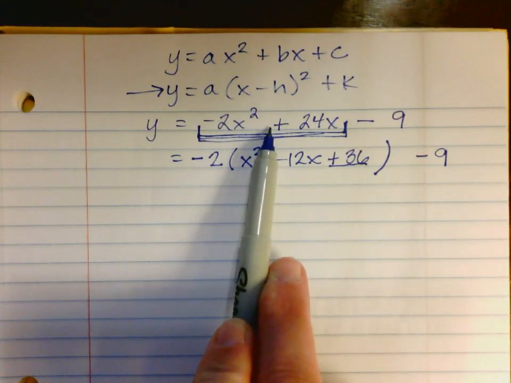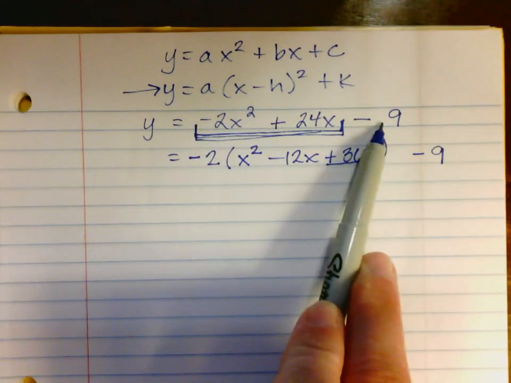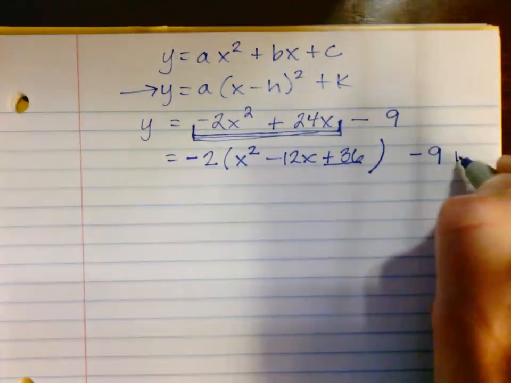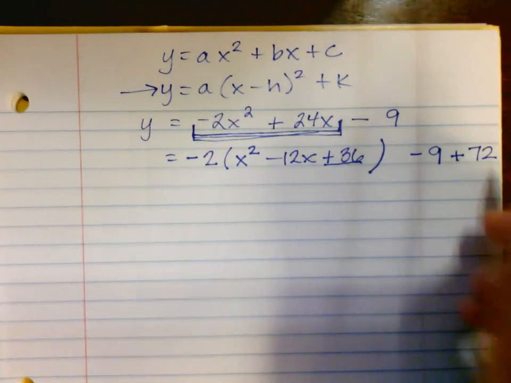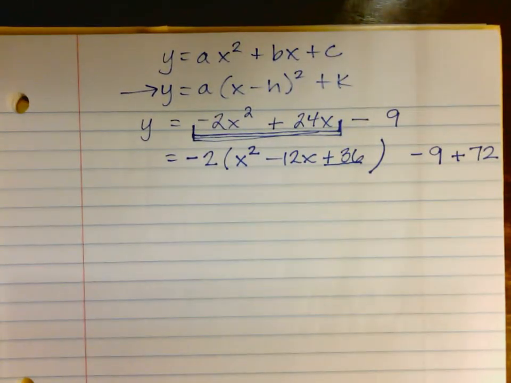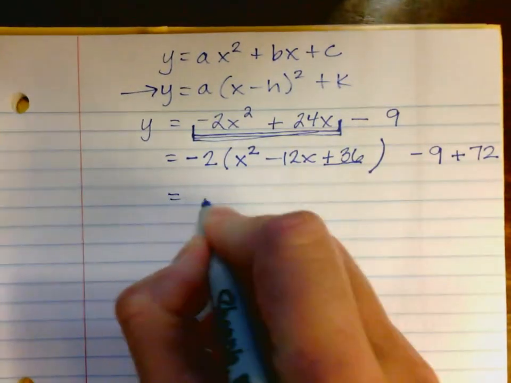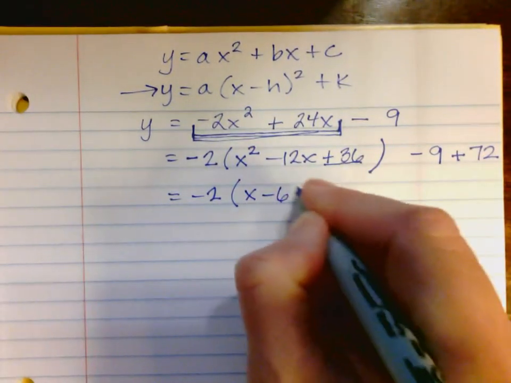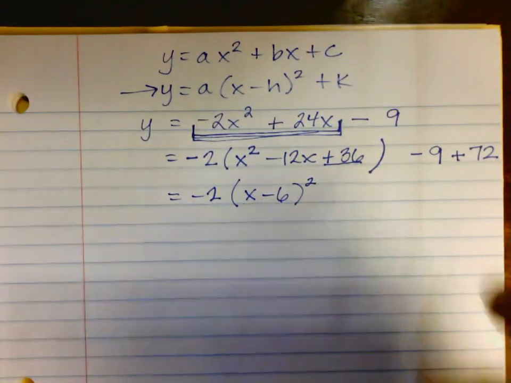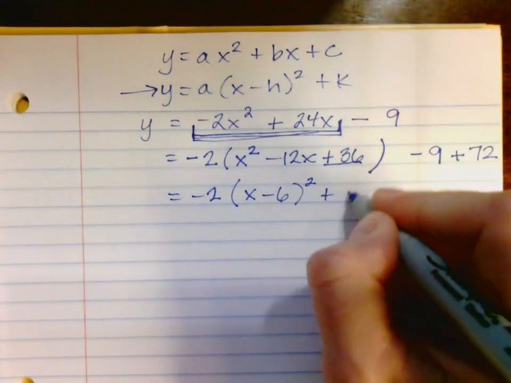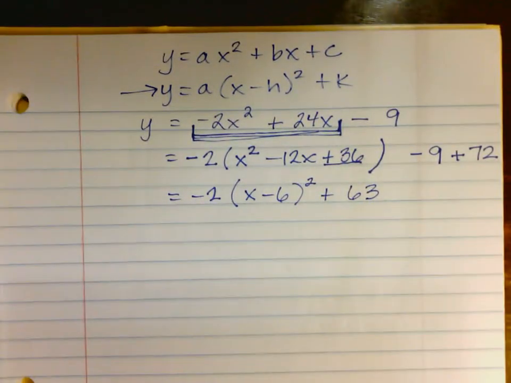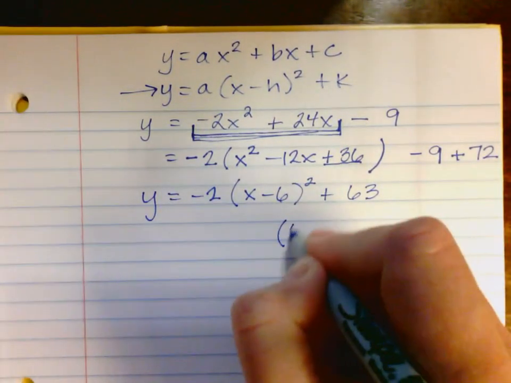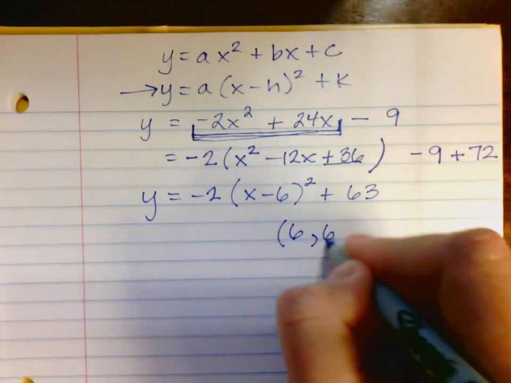Now, to preserve the value of the original, we're not just going to walk up and add negative 72 to it. So I'm going to add 72 to balance it out. Then we keep our leading coefficient, we factor the perfect square trinomial, and then we combine, simplify the last two constants. And we're finished. And our vertex is 6, 63.